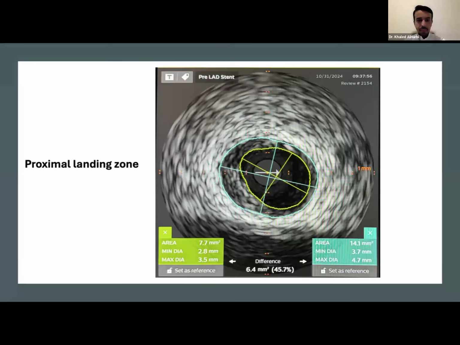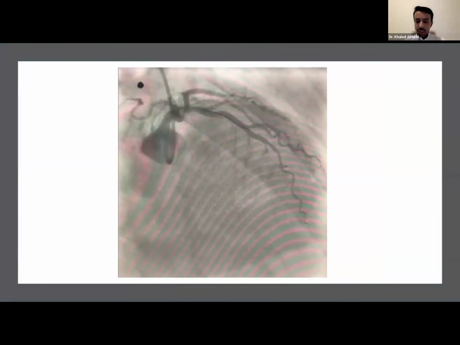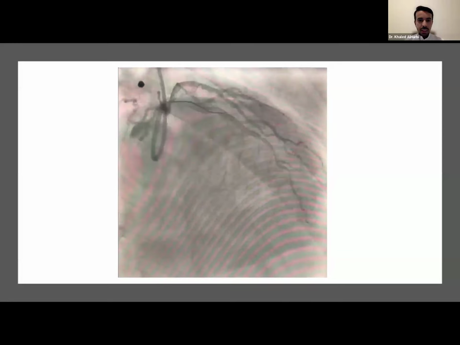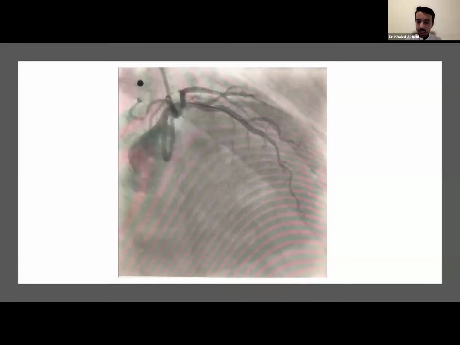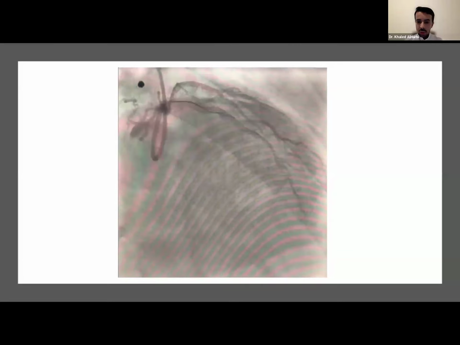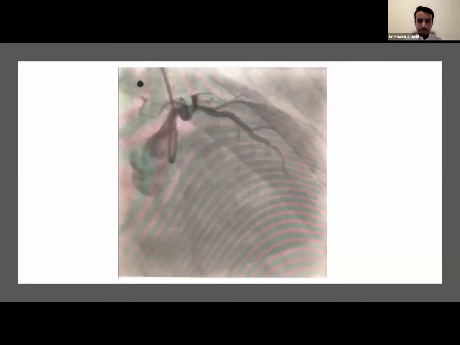So we did IVUS, so imaging is very crucial in those cases. So we have a good or fair landing zone proximally, and we're just trying to avoid the myocardial bridging part of the LAD. And then we put one long stent just from mid to distal LAD to the proximal LAD, and then post IVUS just confirm there is no proximal or distal edge dissection. Especially in those long diffuse lesions, so we are just afraid from any dissection pre or post.